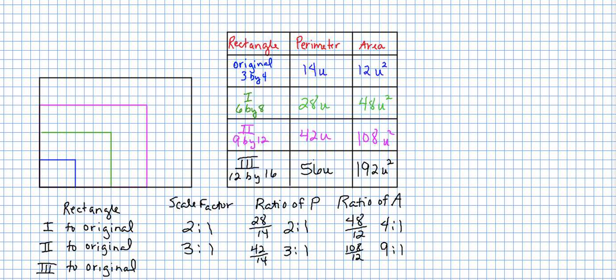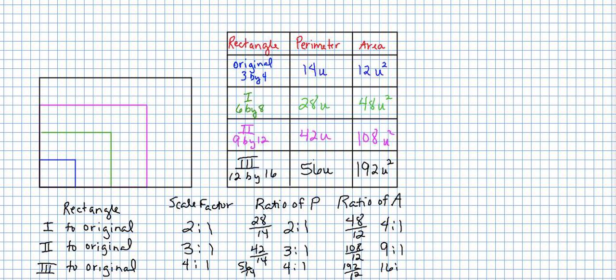Now, finally, my scale factor for 3 to the original, that's going to be 12 to 3 or 16 to 4, which gives me 4 to 1. Then I have the ratio of the perimeters, 56 to 14. That's also going to be 4 to 1. And then finally, the 192 to 12, that's going to be 16 to 1.